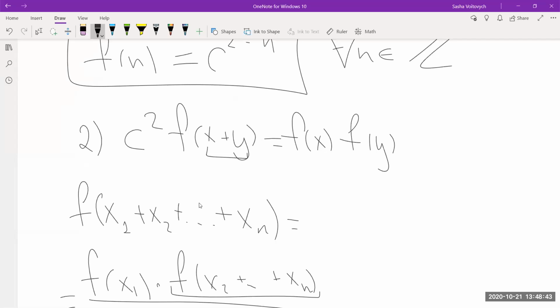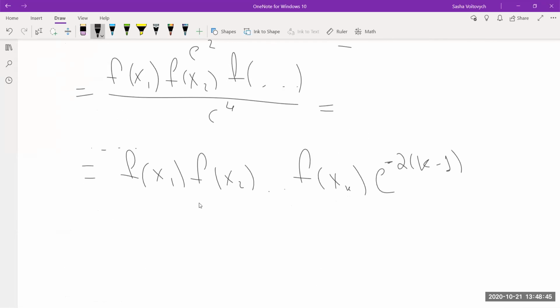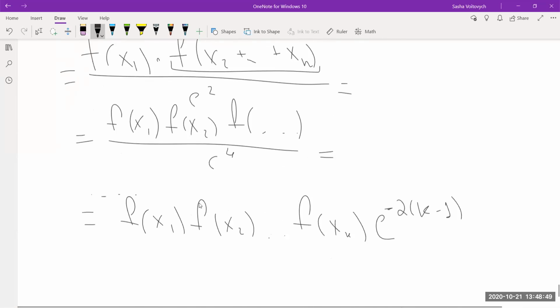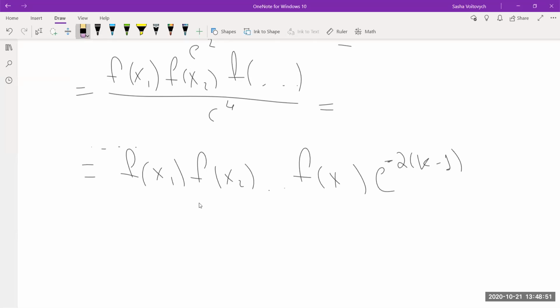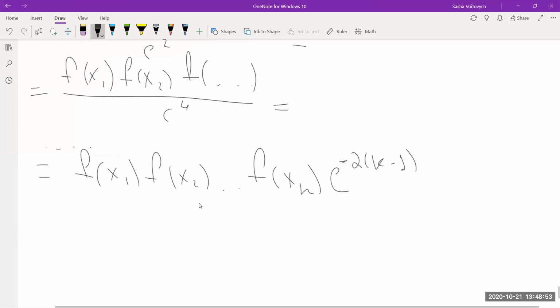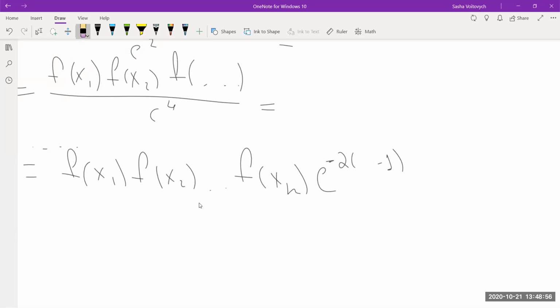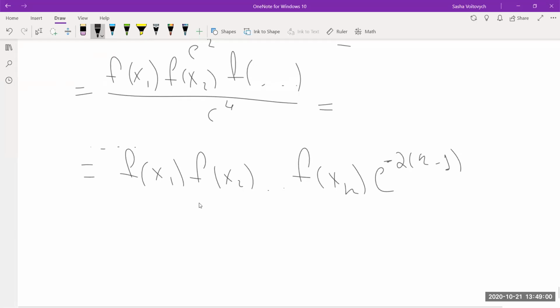Okay, so let's plug in, this is n. We had n variables, not k. So yeah, we just generalized our formula for n variables. So let's plug in x1 equals x2 equals xn equals 1 over n.